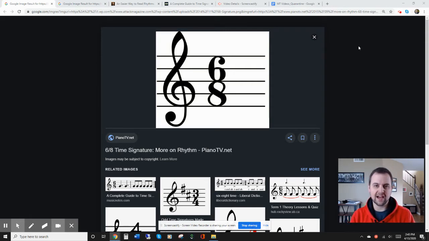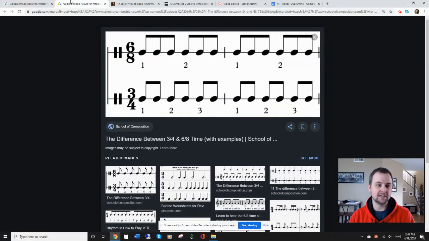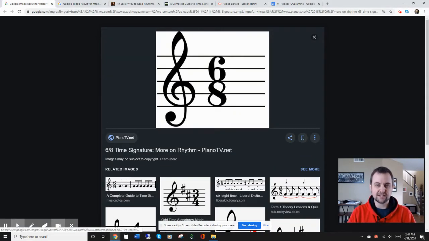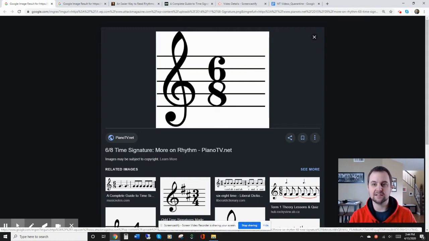So we're looking at compound duple meter. Now, if we go back, we could look at the other time signatures, 4/4, 3/4, 2/4. Those are in the simple meter category because they are divided into twos instead of threes. But now I want to look at something a little bit more complex, the next step in our learning about meter: compound duple.